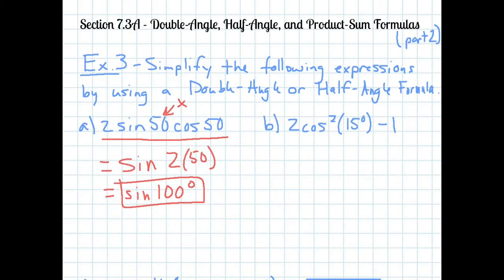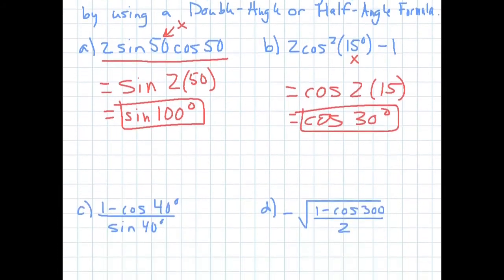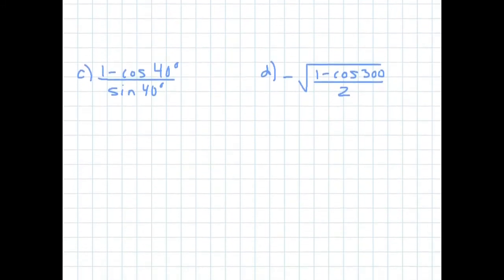Okay, so next one, you have 2 cosine squared of 15 degrees minus 1. So looking at my formulas for my angles, it looks like that's one of the cosine double angle formulas, where it's 2 cosine squared of x minus 1. So our x in this case is 15. So because of that, cosine of 2 times our x, which is 15. So then I multiply and get cosine of 30 degrees. Okay? And that's all they want. So they don't want the square root of 3 over 2 there. Okay? Let's do another one.